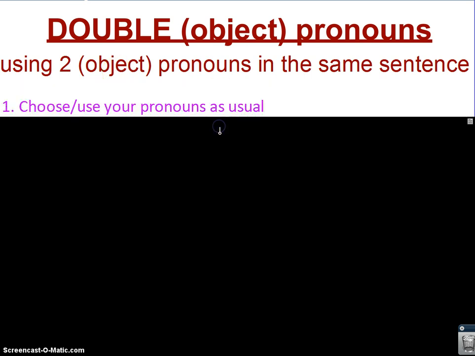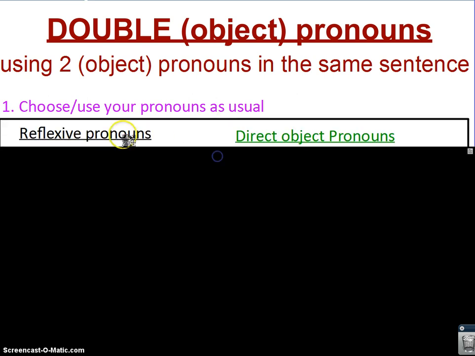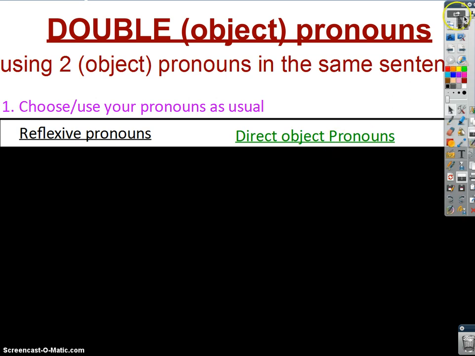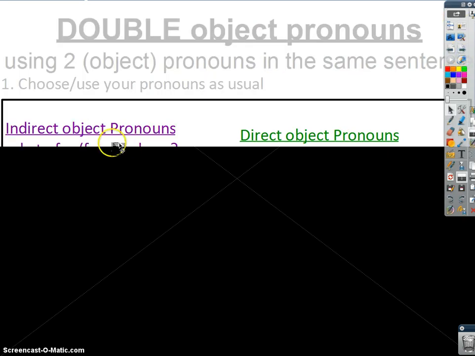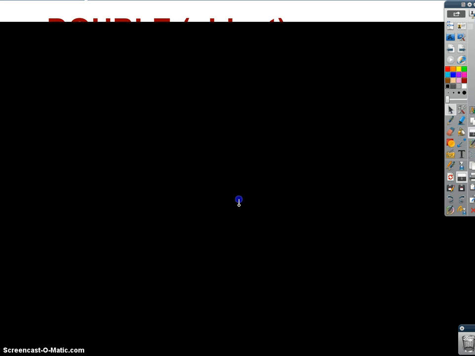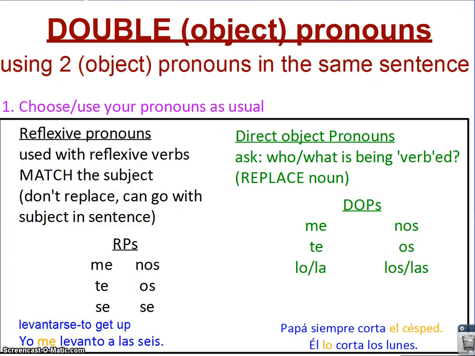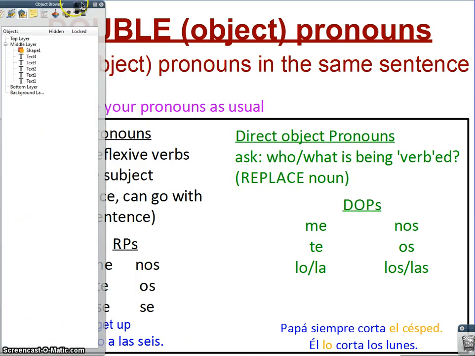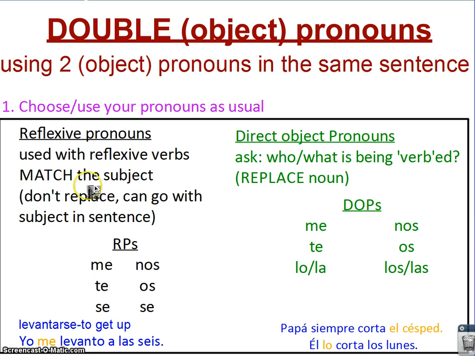First step, there are 6 steps. Choose and use your pronouns as usual. What you might end up with is the combination of a reflexive pronoun with a direct object pronoun or an indirect object pronoun with a direct object pronoun. So let's write this stuff down. Go ahead and put it in a box. As you see here, you should have a box around these two because you might have these two as a pair. You guys know I consider your pronouns as a happy couple.